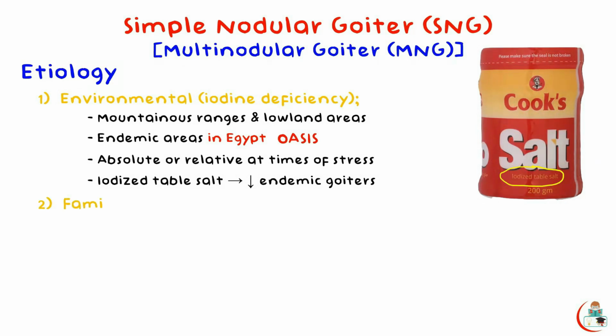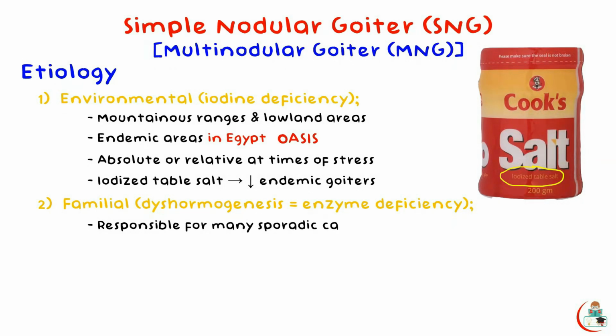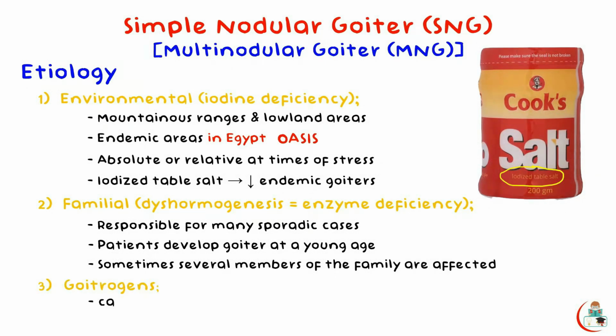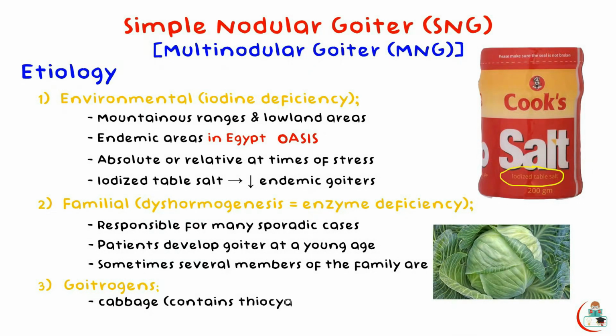Number two, familial factor due to dyshormonogenesis or enzyme deficiency. This is responsible for many sporadic cases. Patients usually develop goiter at a young age, and sometimes several members of the family are affected. Number three, goitrogens. Cabbage that contains thiocyanate, also drugs like para-aminosalicylic acid and antithyroid drugs.